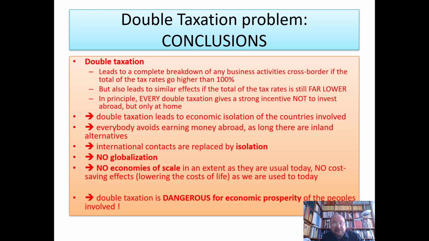So let's conclude first what double taxation does if you don't do something against it. Double taxation leads normally to a complete breakdown of any business activity in the cross-border area if the rates go higher than 100% if you add them up. But you have similar effects if you have lower rates, because then the additional second tax which you have to pay in the foreign country deters you enormously from doing cross-border activity. So international world stops if you have double taxation.